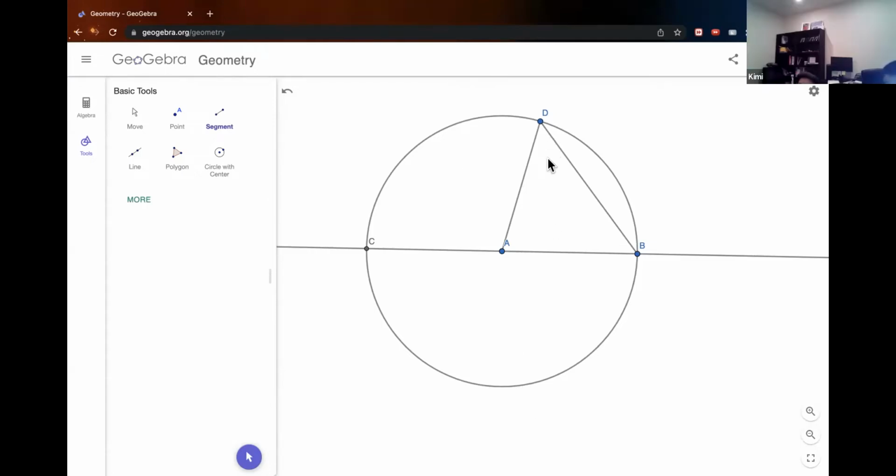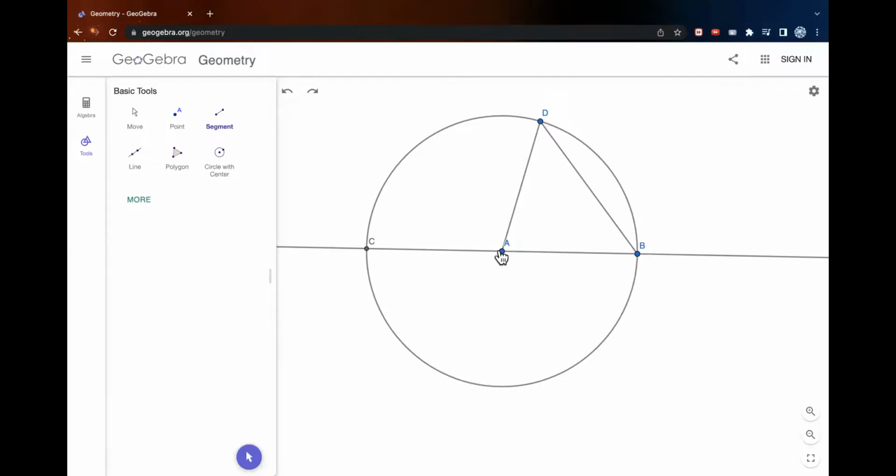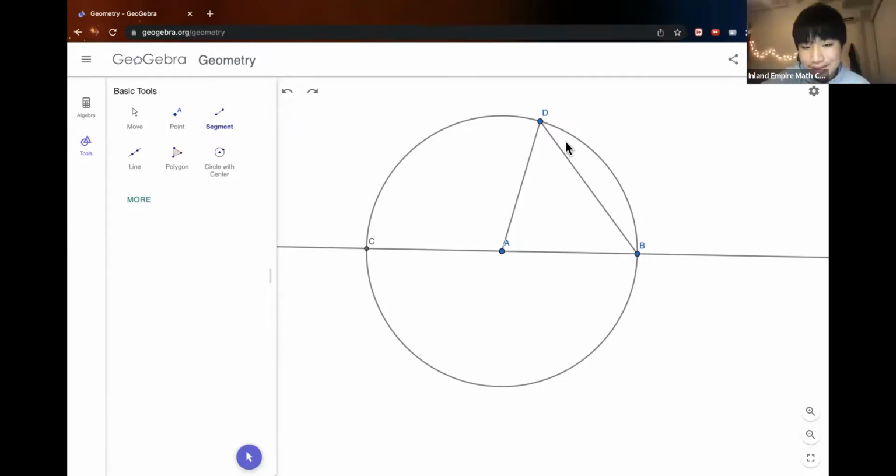Okay, so if we remember, any point on a circle, doesn't matter where it is, will be the same distance from the center. And we know that A is actually the center of the circle. Yeah, and because of that, what is the relation between DA and BA? They're the same distance. The length of DA equals the length of BA.